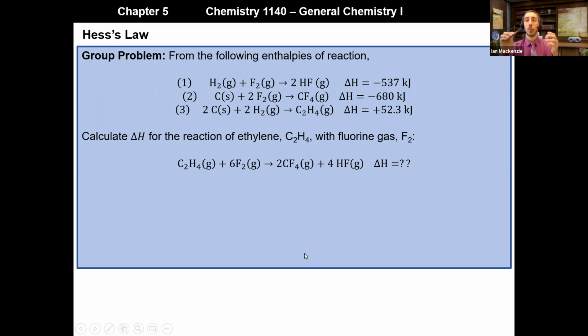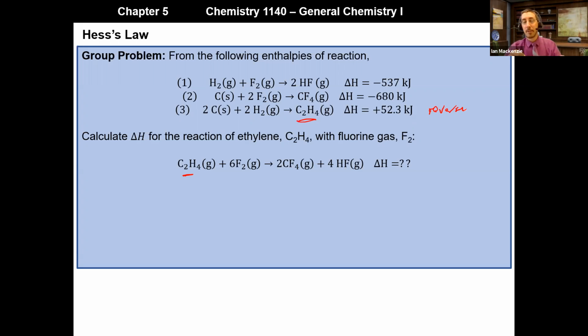So the first thing to do with this reaction is look at the net reaction and identify the species that appear in only one of the constituent reactions, and then we'll try to adjust the constituent reactions from there. So if I look at C2H4, this very first one here, I notice that it appears only in equation 3. And I have the right amount, but I don't have it on the right side of the equation. It's on the wrong side of the equation. So I'm going to have to reverse equation 3.